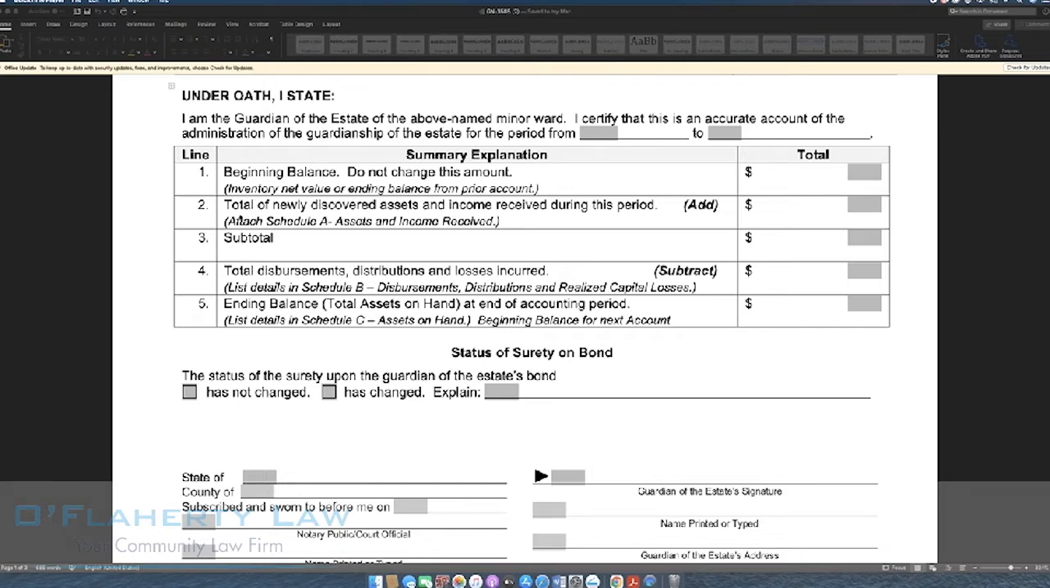Then, if there are any newly discovered assets and income received during your reporting period, you will put a number there, but you will also need to attach Schedule A, assets and income received. You want to be very clear on everything that's coming in and going out from that account or accounts, because obviously this is a sacred trust and you need to be sure that you're not using the minor's money or assets for anything other than the minor.